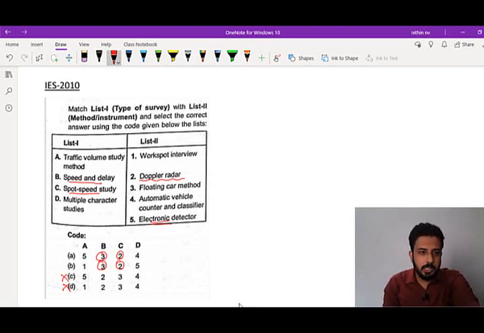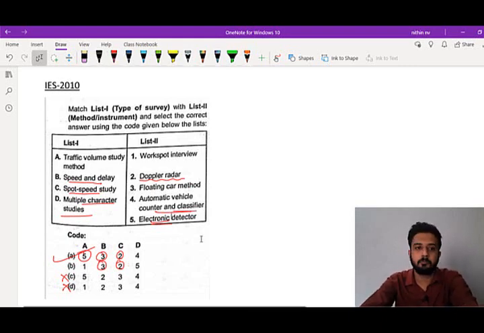So A corresponds to electronic detector 5. Where is it? Yes, we already got it is option A. You can just check what option D is: multiple characteristic study. Yes, that is why I told you about the different types of vehicle. If you find out using automatic devices, this is highly modern equipment, but the chance of errors is more. That is why we prefer the manual method for classifying the vehicles. So in this question the answer will be A, right?